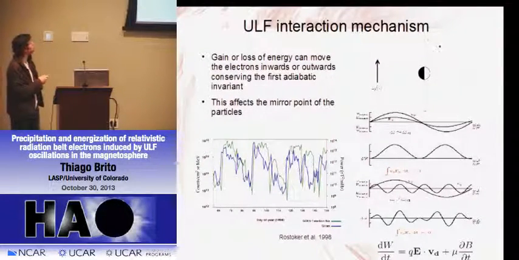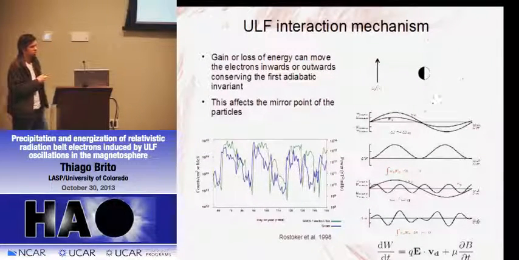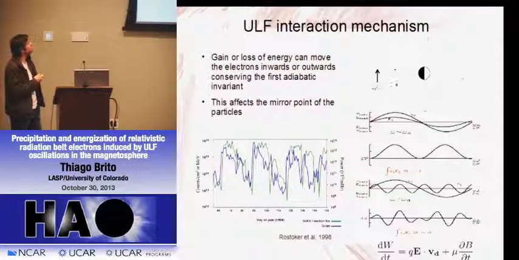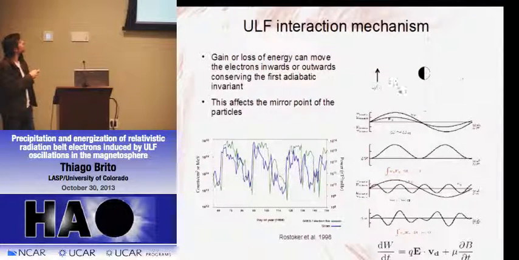Okay, so just a little introduction on ULF waves. ULF waves are ultra-low frequency waves that occur frequently in the magnetosphere, and they interact with the electrons because their frequency is typically in the range of the drift motion of the electron. You can get energization if you have the electric field of the wave in the same direction as the drift velocity over a drift period, so the particle gets energized. If the frequencies are different, then there's no net gain of energy.